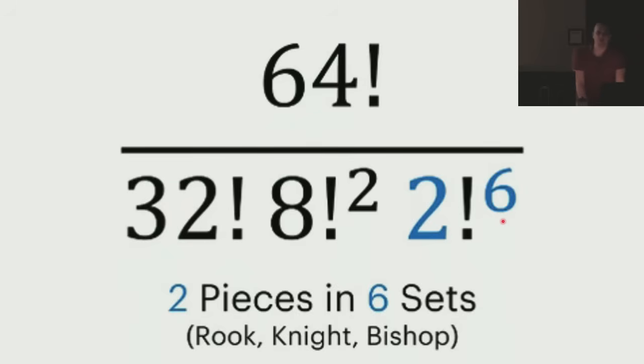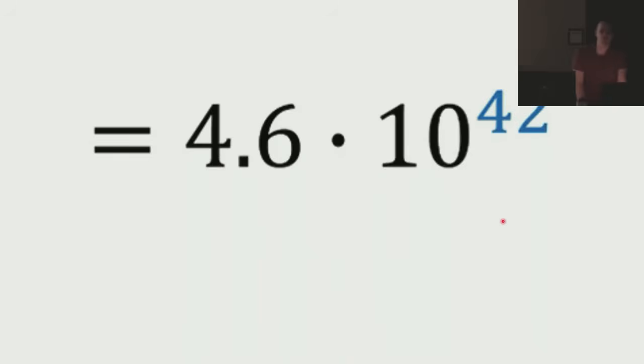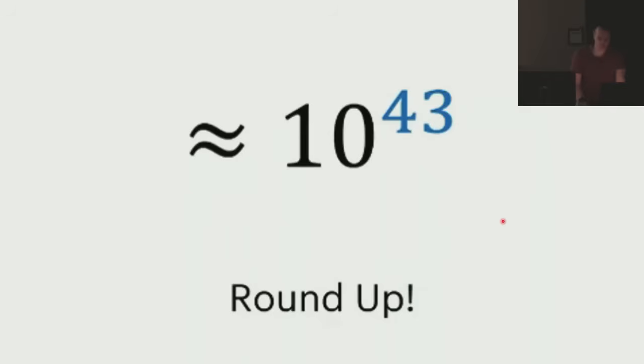So 10 to the 42, what's that? Some number that I don't even know what it is. It's a lot more computations than I can do, and I'll give an example of that in a bit. So we could not trivially solve the game of chess by just enumerating everything.